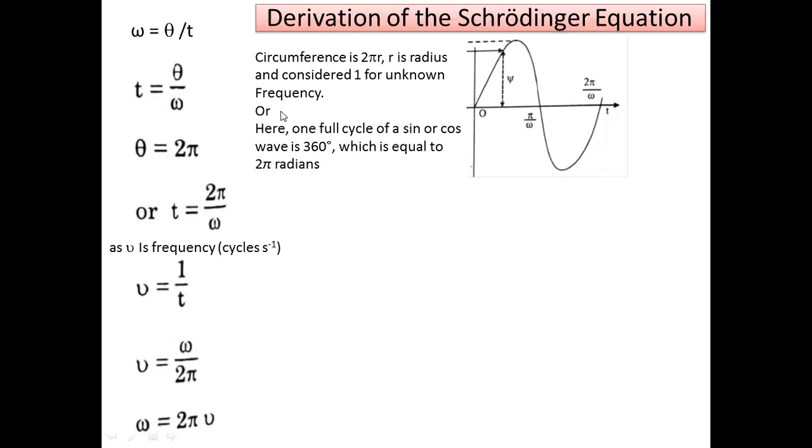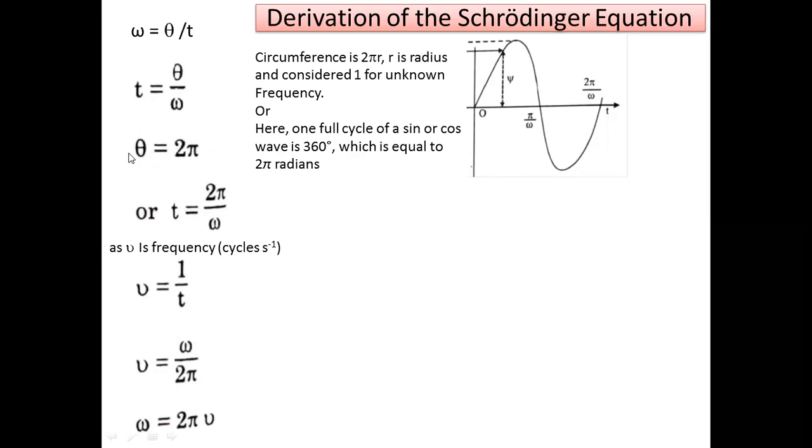There is another explanation you may consider. The circumference is 2 pi r, where r is the radius, which is considered 1 for any unknown frequency, so the rest will be 2 pi. You can use this explanation as well. For one full cycle of the sine or cos wave, 360 degrees is equal to 2 pi radians. So theta will be equal to 2 pi.